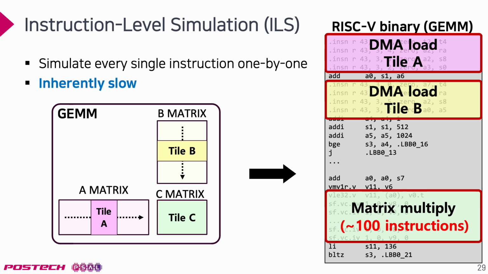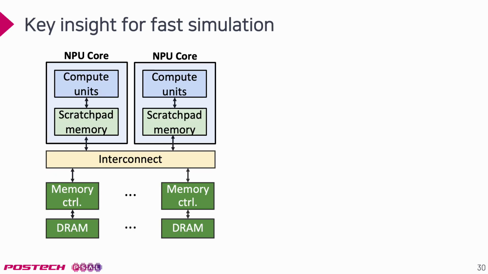Even a simple jam operation can turn into hundreds of instructions for DMA operations as well as the actual computation. Because we wanted to achieve high simulation speed, we had to overcome this challenge of executing so many instructions for accurate modeling. However, we were able to speed up simulation based on a key insight.